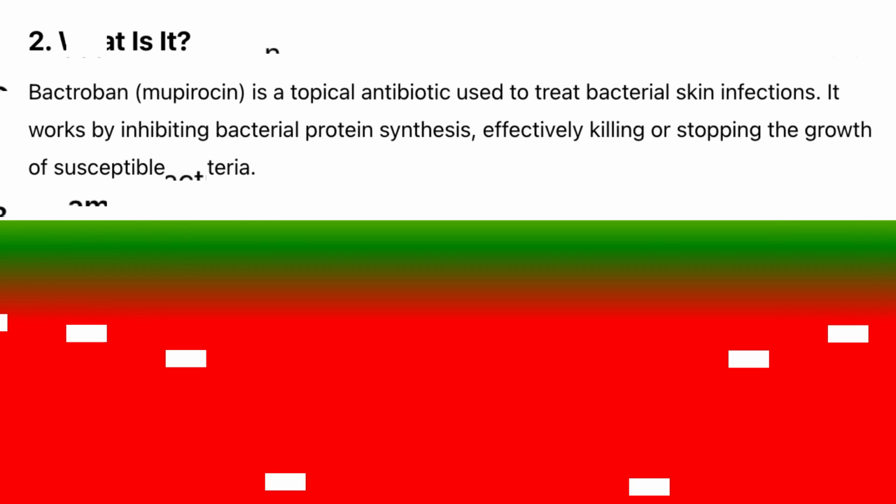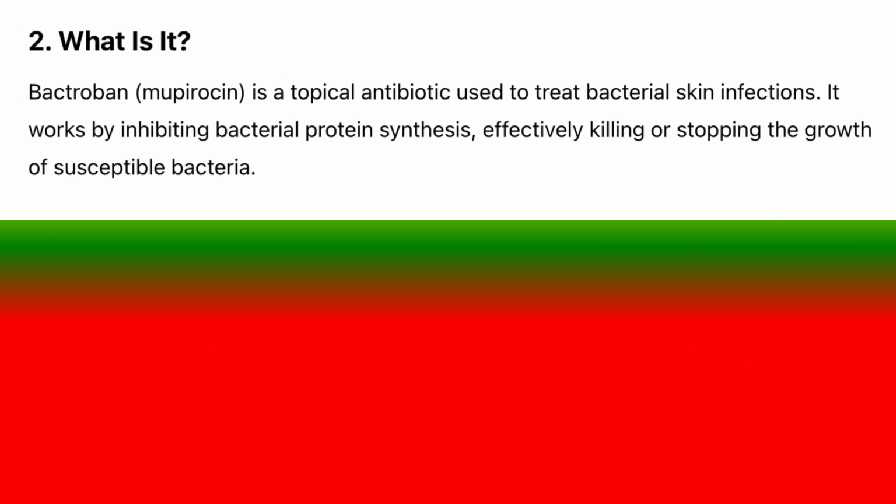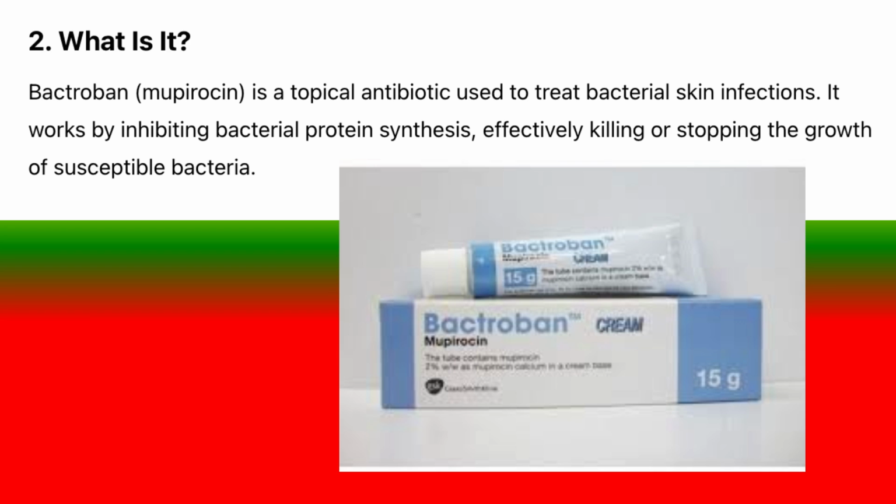What is it? Bactroban, mupirocin, is a topical antibiotic used to treat bacterial skin infections. It works by inhibiting bacterial protein synthesis, effectively killing or stopping the growth of susceptible bacteria.